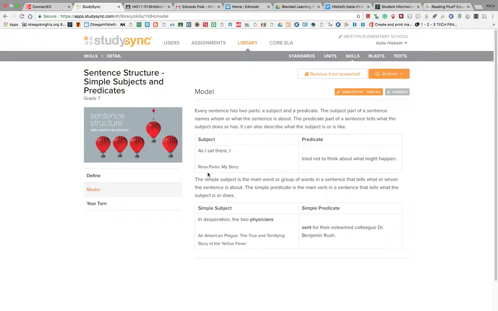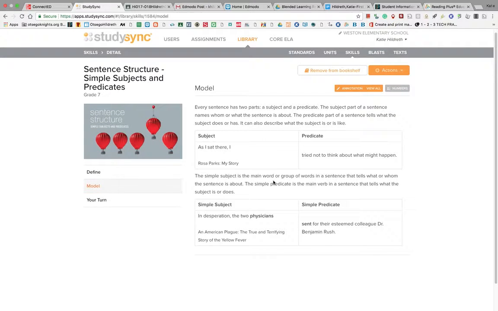Okay? And then they gave you another example of a subject, because remember they said a subject can be a word or a group of words. So in this case, it's Rosa Parks' My Story. So it's the title of a book. Okay. The simple subject is the main word or group of words in a sentence that tells us what or whom the sentence is about.